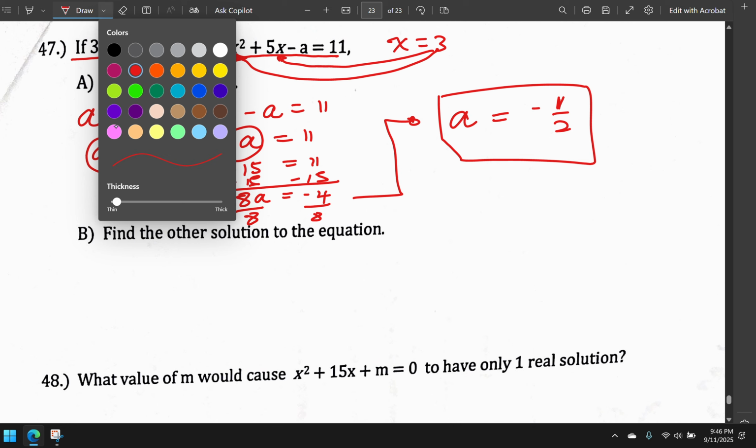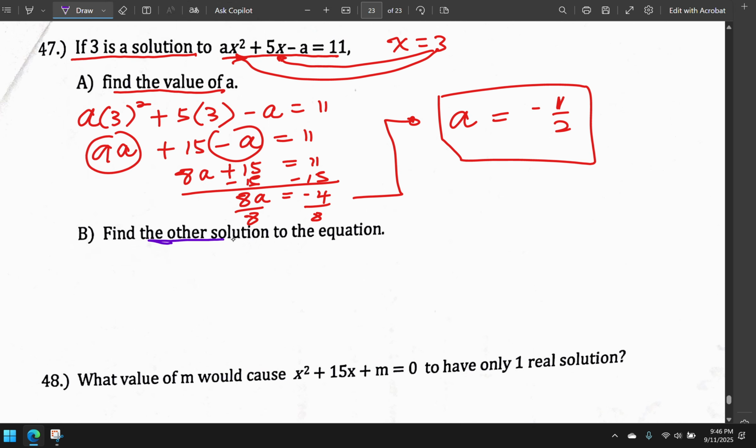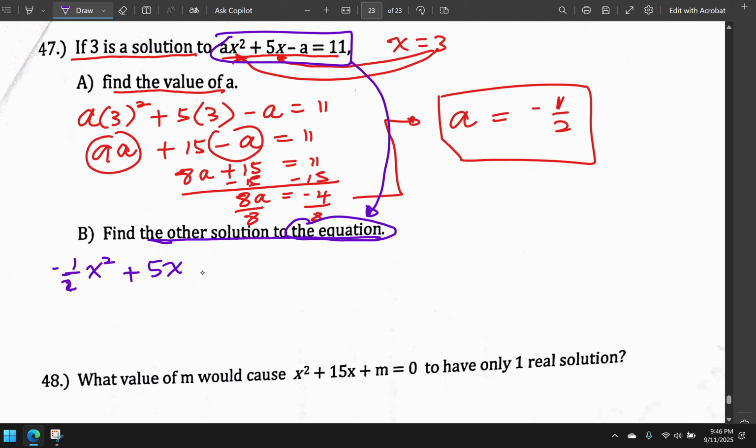The next part of this is asking to find the other solution to that equation. Well, we don't have much of an equation until we plug the A value into this equation so we have something that we can actually solve. So thankfully, we just found out that A is negative 1/2. So let's plug it in. So negative 1 over 2 x squared plus 5x minus negative 1 over 2 equals 11. I don't like that we have two negatives next to each other. Let's just change that to a plus.